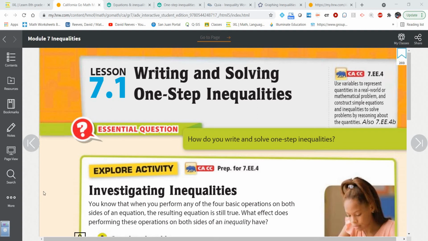Well, hey everybody, Mr. Reeves back with you, and in this video we're looking at writing and solving one-step inequalities. For those of you following along at home, this is lesson 7.1 in the Accelerated Math 7 textbook, page 203. But we're actually going to deviate away from this just for a moment.